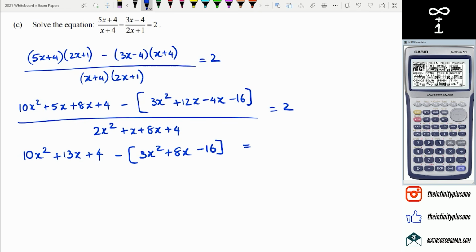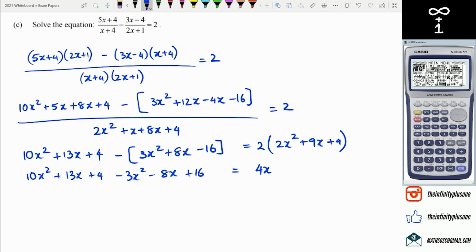I might as well move that denominator to the other side. So I'm going to get 2 times 2x squared plus 9x plus 4. I need to get the negative out of this. I've got to take the brackets out. So I'm going to get minus 3x squared minus 8x, and then negative and negative 16 makes it positive 16, equals, expand the brackets on this side, 4x squared plus 18x plus 8. Simplifying the left-hand side, I've got 7x squared plus 5x plus 20 equals 4x squared plus 18x plus 8.